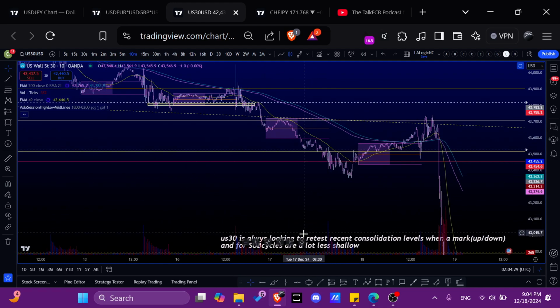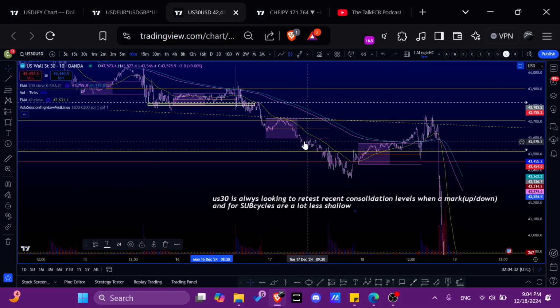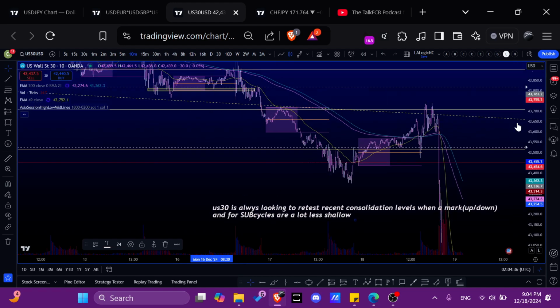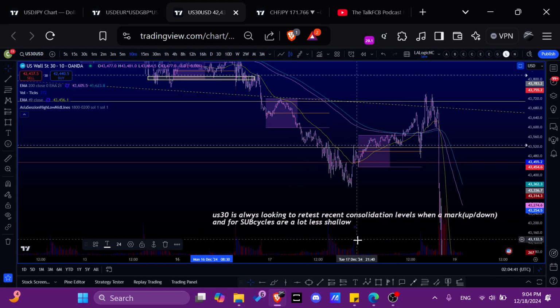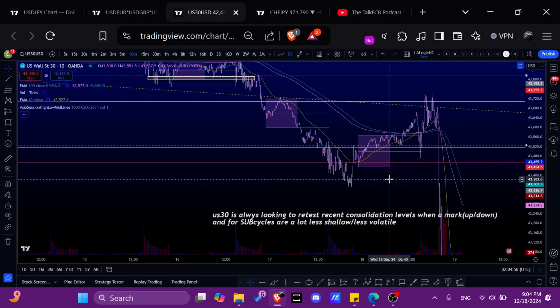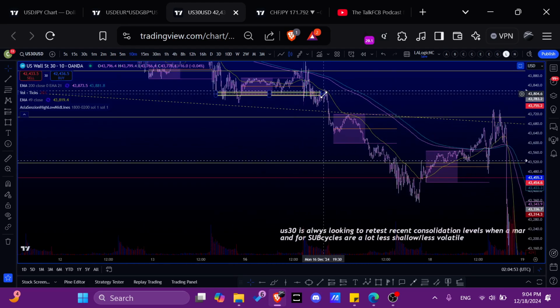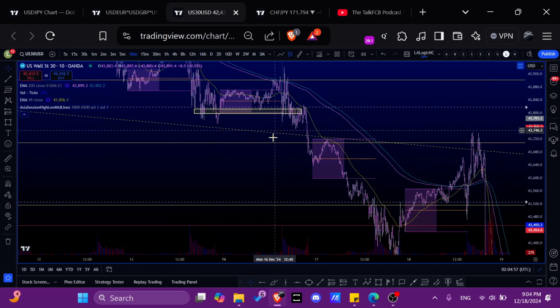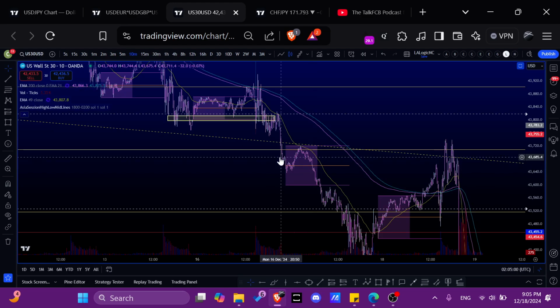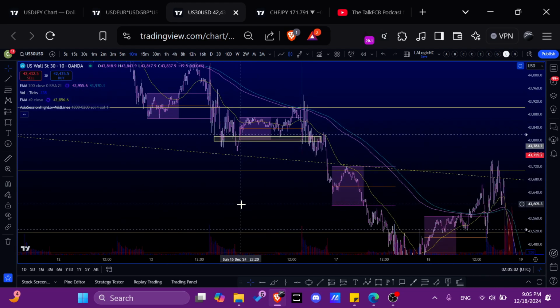For these subcycles though, so if this is a markdown, this would be a subcycle. The subcycles are a lot less shallow, less volatile. So for these, we shouldn't expect them to come and retest recent consolidation levels.